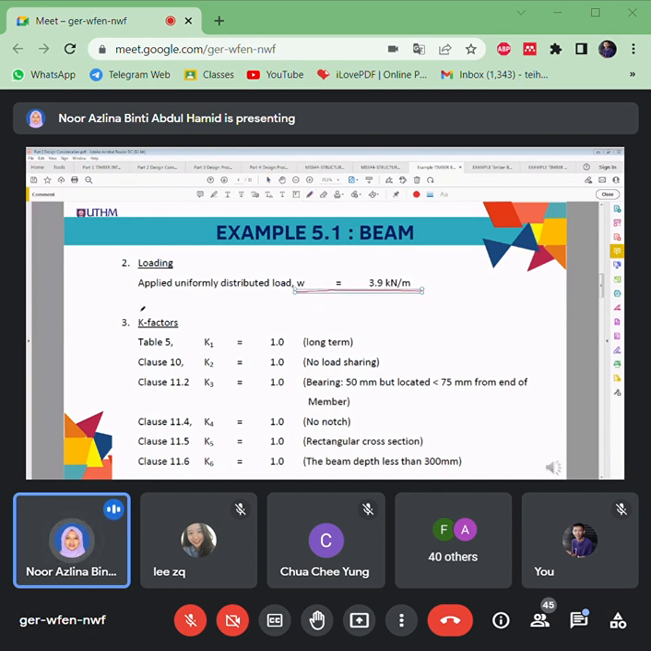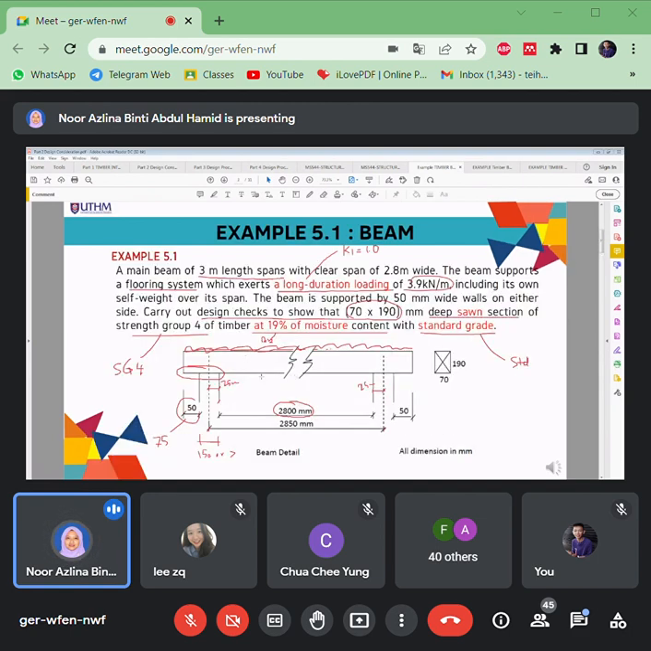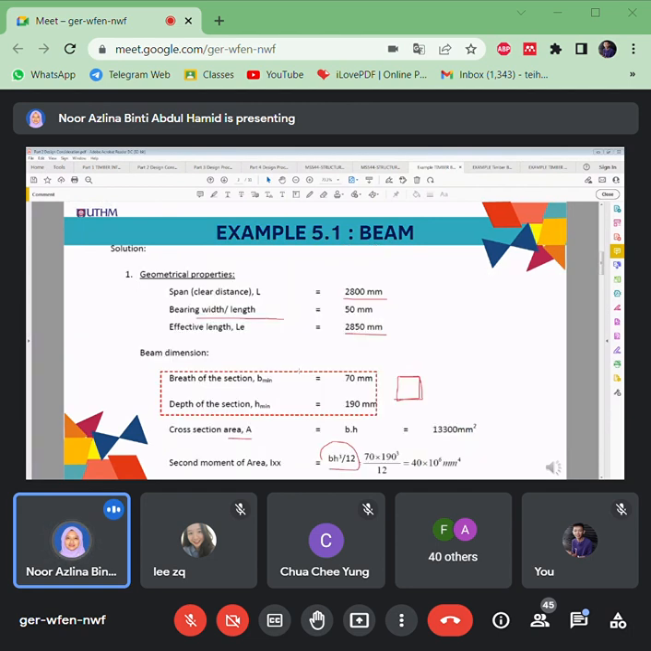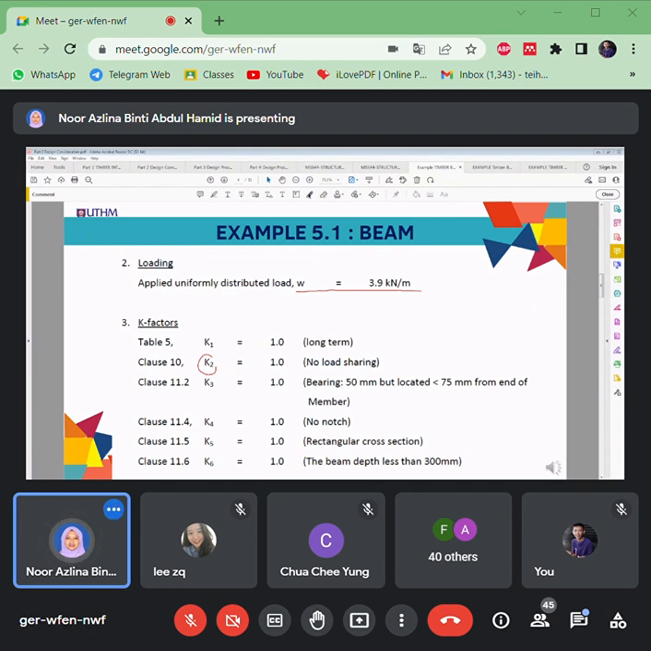And then you can list out all the K factors related to the conditions of the beam. We have K1 up to K6. K1 is about the duration. It mentioned that the beam is long duration, so K1 is equal to 1. K2 is about the load sharing system. Is there any load sharing system for this beam? We couldn't see any other element or any other structure beside it. So that means no load sharing system, so simple, K2 is equal to 1.